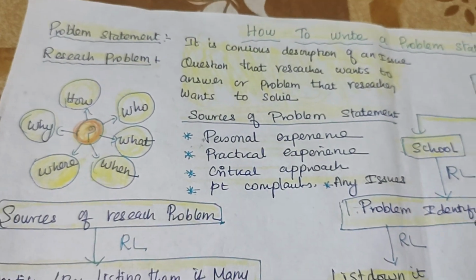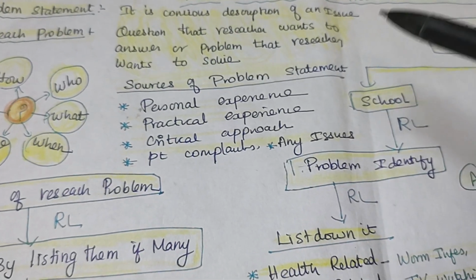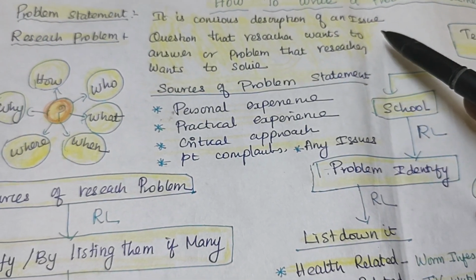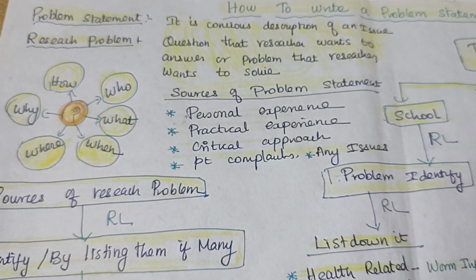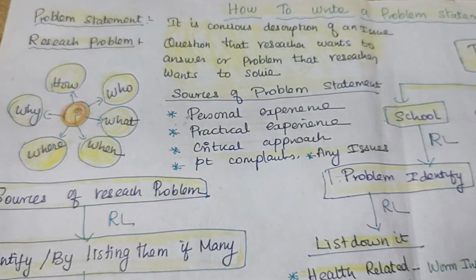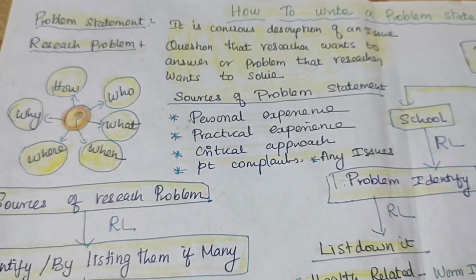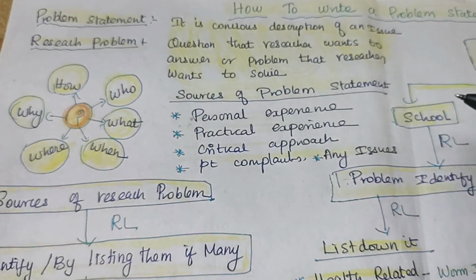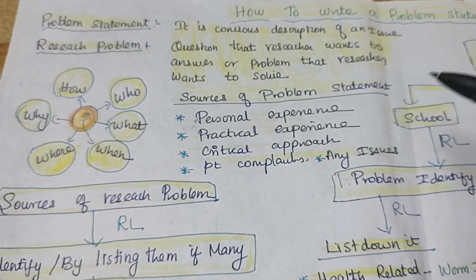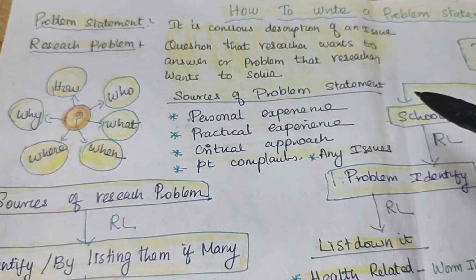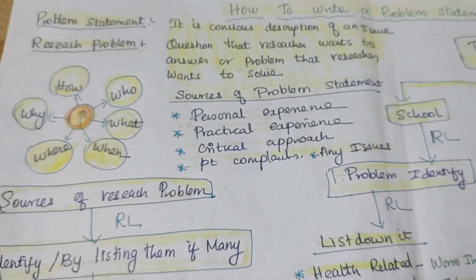So, problem statement. What is called a problem? A problem is a conscious description of an issue. What is called an issue? The item to be considered is called the issue. The research problem is the question which the researcher is asking, or what the researcher wants to answer, or to solve. He wants to solve the problem. That is called the research problem. He writes it in the form of a statement. So how does he want to solve the problem? In a scientific way. Understand? So this conscious description of an issue that we are writing is called the problem statement.